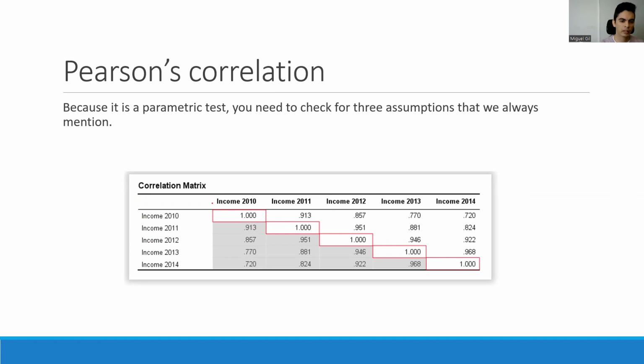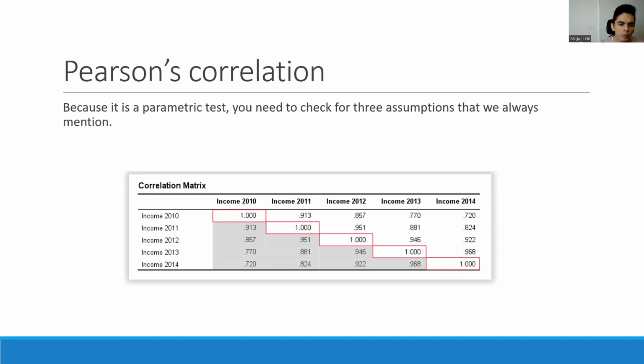As you can see, income from one year to the next is where you find the highest correlation. Income 2010 to 2011 is the highest correlation, but if you move 2 years, there is less correlation, and less again. And here is the same. Income 2011 to 2012 is very strong if you only move 1 year, but if you move more years, you lose correlation, right? You can see that.